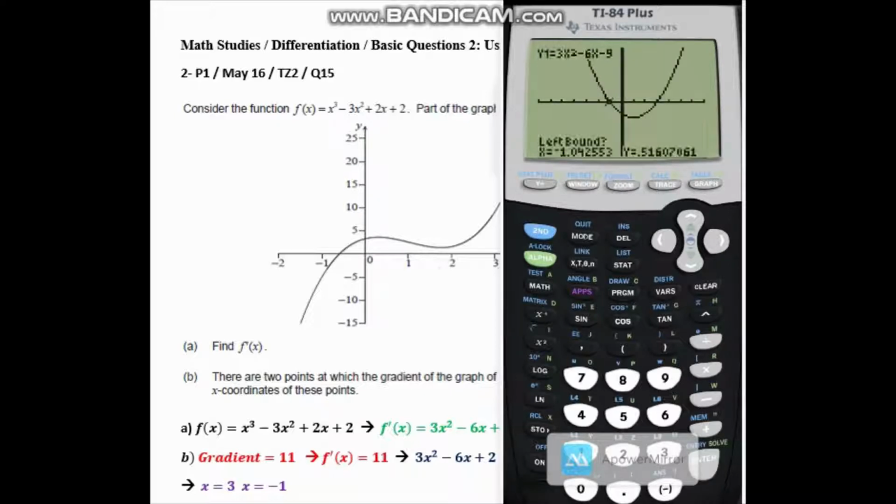0. Now I want to do the same thing for the other point. So again, the left bound is any point to the left of my point. So there. The right bound is any point to the right hand side of my point. So there. And finally, the guess is where I believe the point is. And the calculator tells me that the second value of x is 3, which is what I've also written down here for my answer.